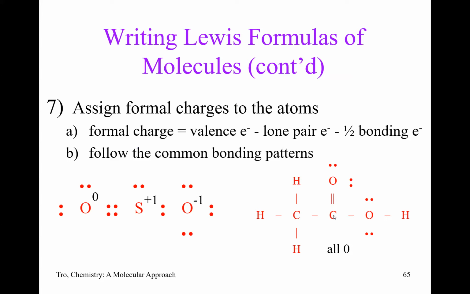This carbon, 2 singles and a double, so that's what it normally does. This oxygen here, 2 singles, 2 lone pairs, so that's normal. Then the oxygen here, a double bond and 2 lone pairs. So everything is 0 formal charge-wise, and then the overall is 0 for the one on the right.